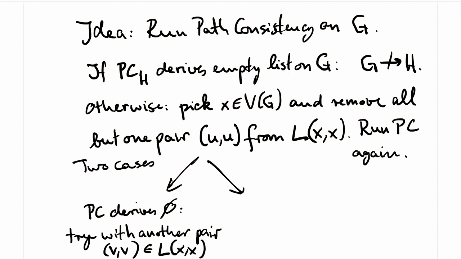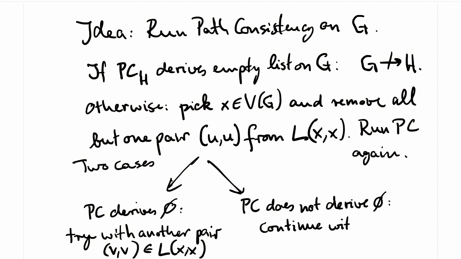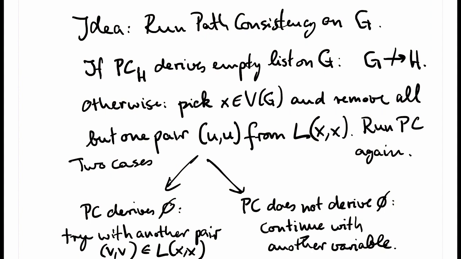All right. So, we can continue like this for each variable of G, so that at the end, for every pair of the form xx, our list just contains one pair uu. And then we can look at the map that sends x to u, and that's a homomorphism from G to H. And this finishes the proof.